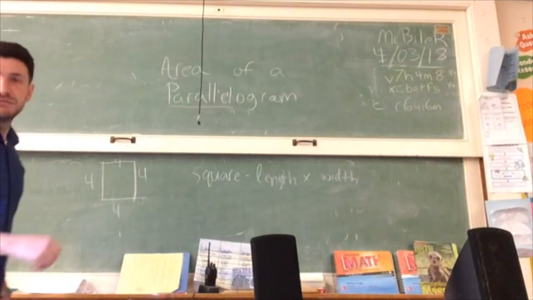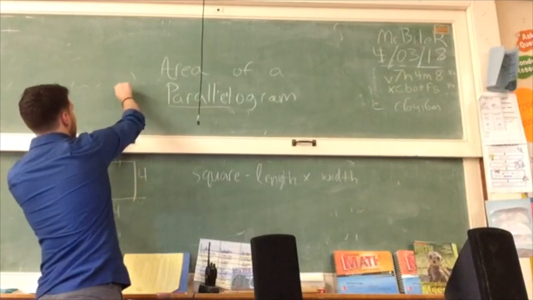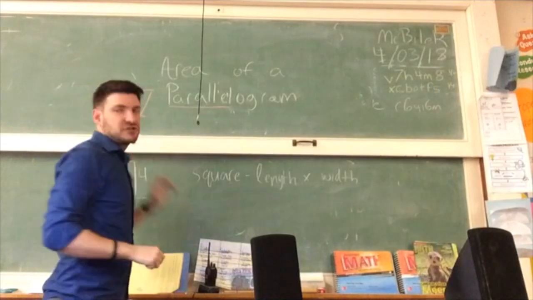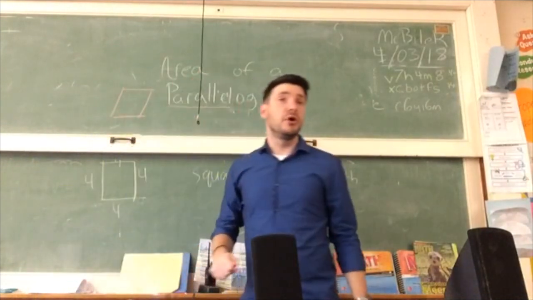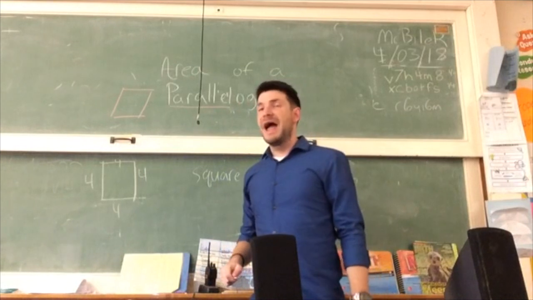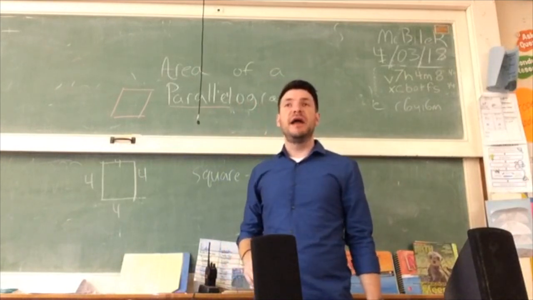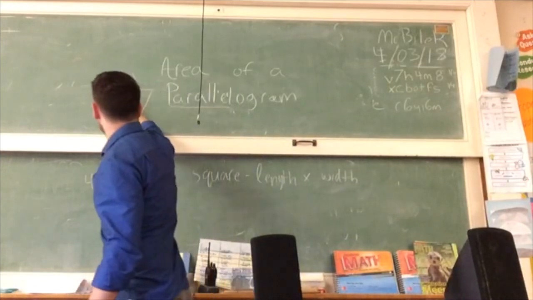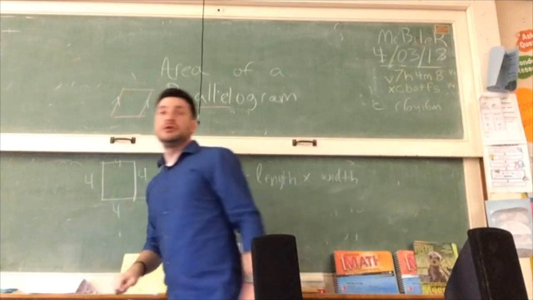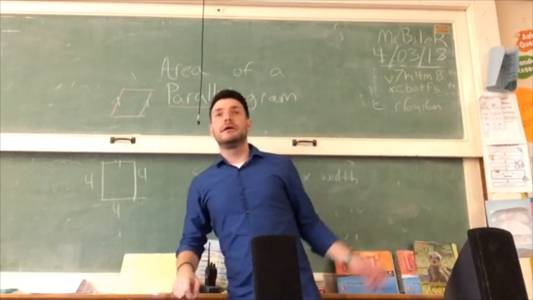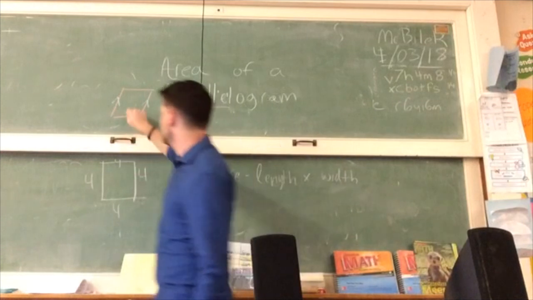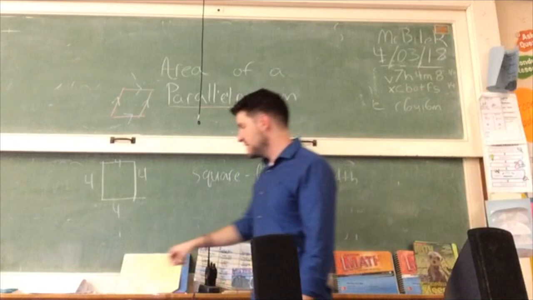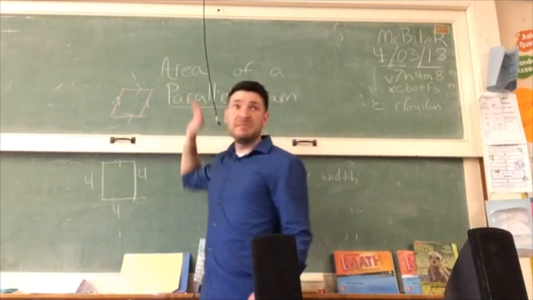So, let's put one up here. This is what a parallelogram looks like. You should draw what I'm drawing as well. A parallelogram has two sets of parallel lines. You have a set right here, with these two being parallel to each other, and you have a set right here. Parallel means they're never going to touch. They can go on forever, and they're never going to touch.